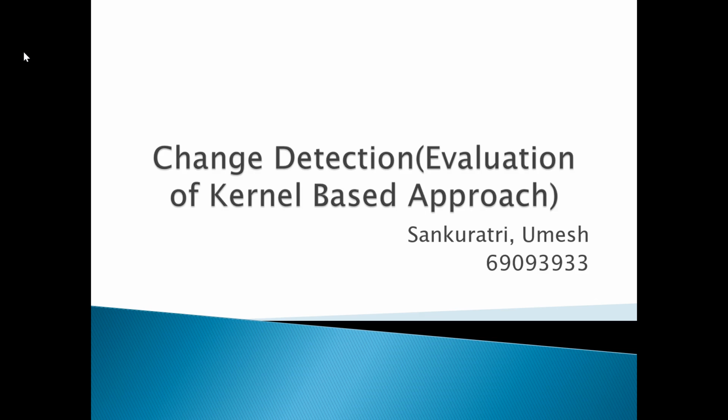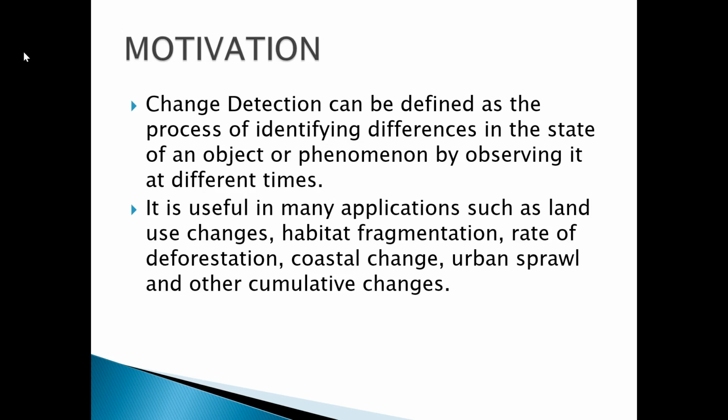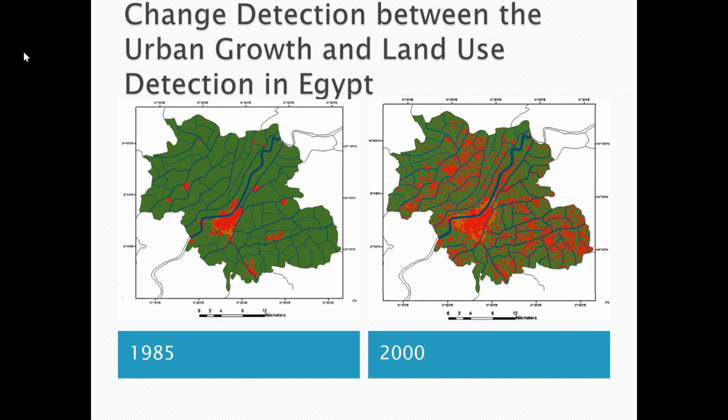Let me start with the obvious definition of change detection, which is defined as the process of identifying differences in the state of an object or phenomenon by observing it at different times. This has a lot of practical applications such as land use changes, habitat fragmentation, rate of deforestation, coastal change, urban sprawl, and other cumulative changes. The motivation behind doing this project is the practical applicability of change detection. It's useful in many applications. Let me show you a practical application.